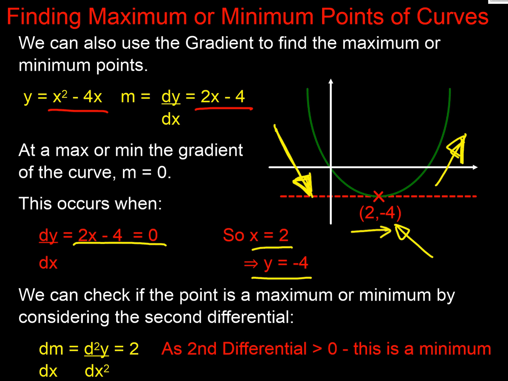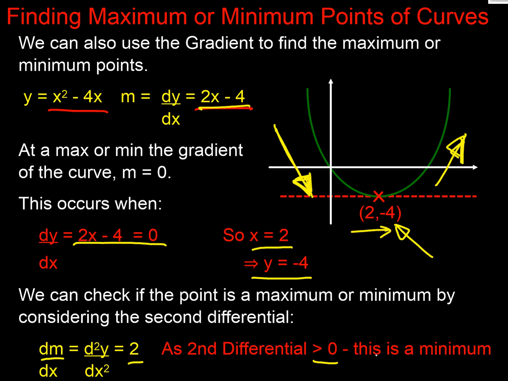So what's happening to the change? How's it changing? It's changing in a positive way. How can we prove that mathematically? Well, we can just differentiate the gradient, dm by dx, which is the same as having d2y by dx squared. And if we differentiate 2x minus 4, we just get 2. So here we know that the second differential, the second derivative, is greater than 0.